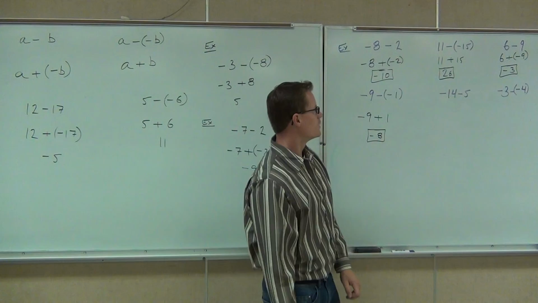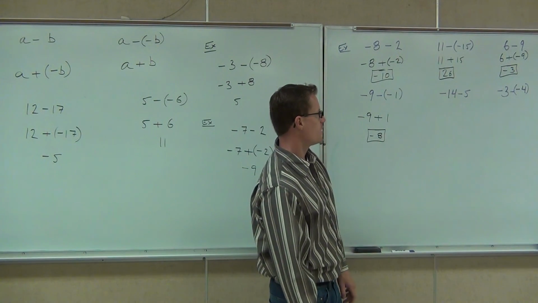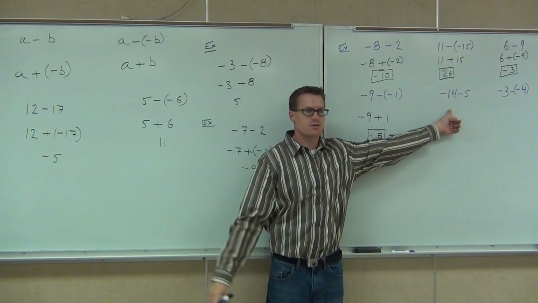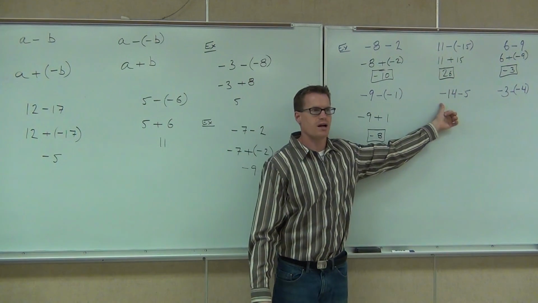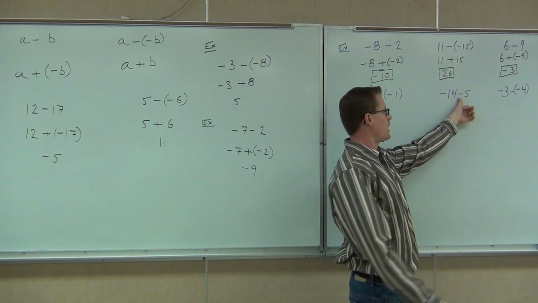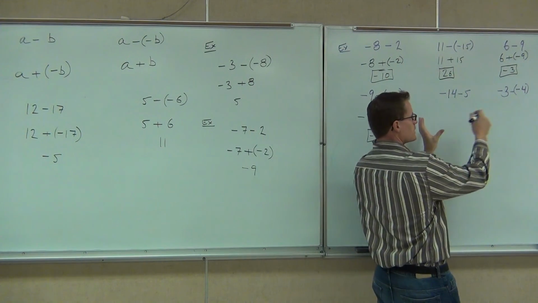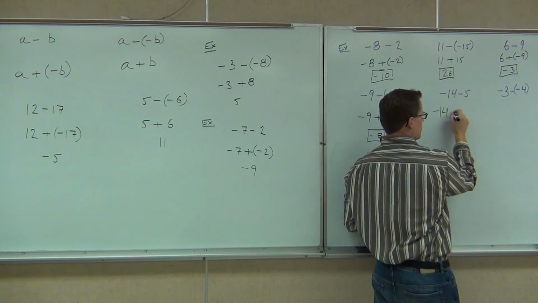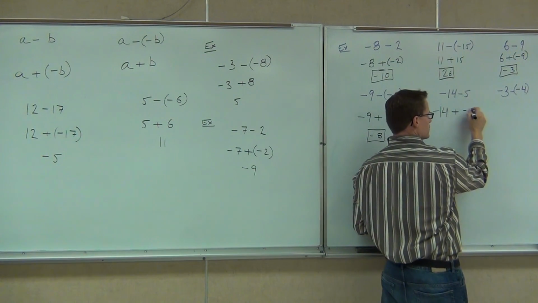Only 2 more to go. We got negative 14 minus 5. Are we case 1 or are we case 2? Case 1 or 2 with this? 1. Definitely 1. It's just minus right there. Not 2, a minus and a negative, just our minus. Negative 14 we'll leave. We're going to do plus.